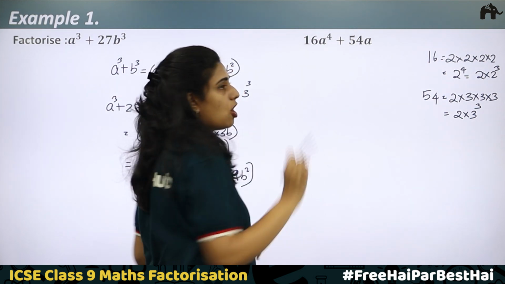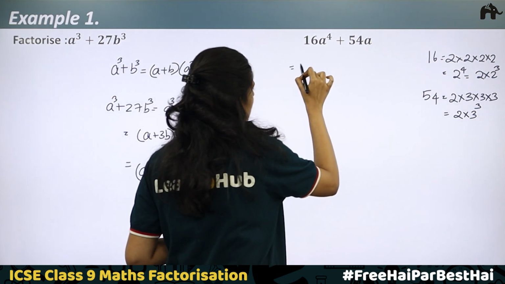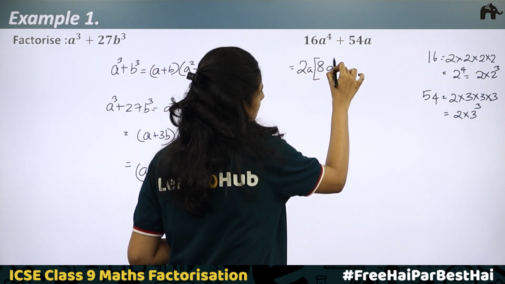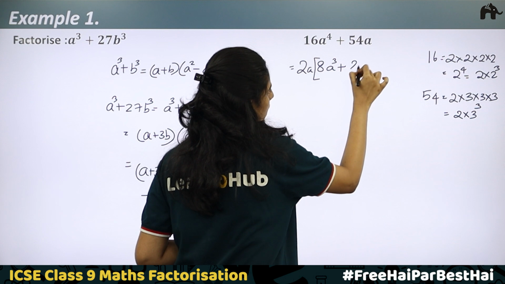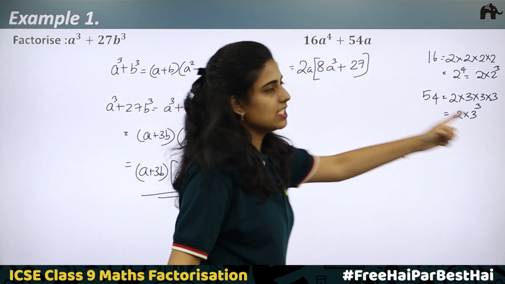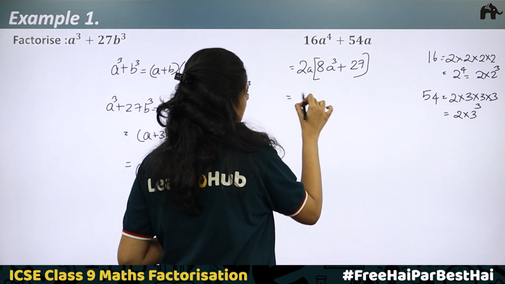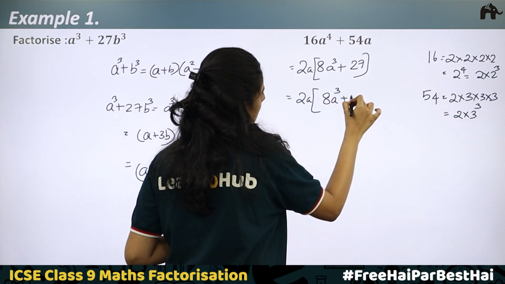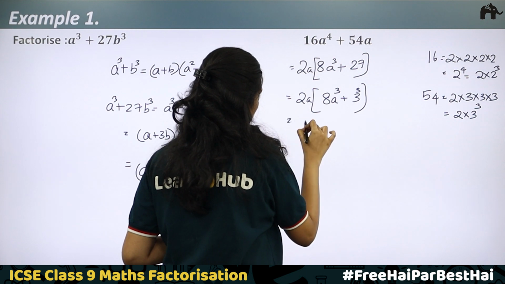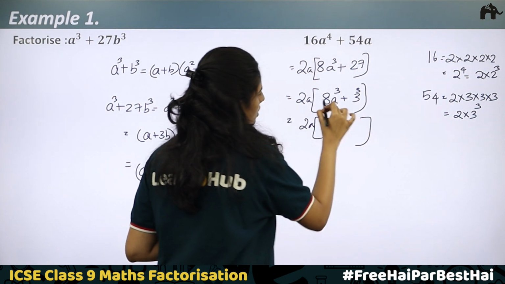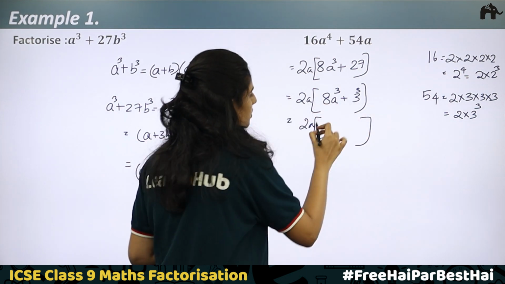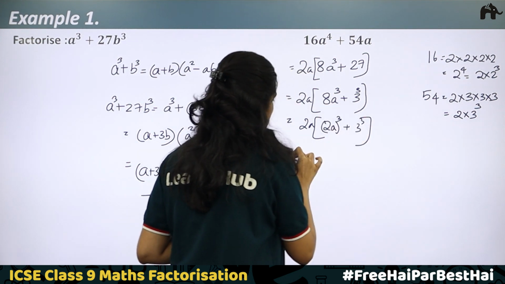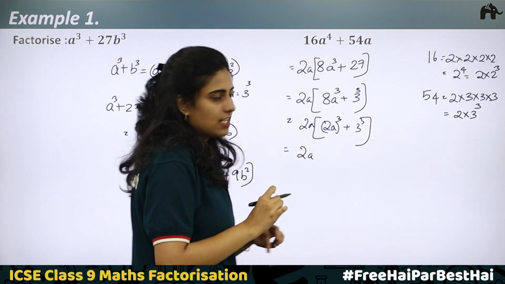So here, 2 is common and a is common. So taking out 2a, then we'll be having remaining 8a cube plus this is 27. 27 is 3 cube. Yes. So this can be written as 2a into 8a cube plus 3 cube, or 2a into, what is 8? 8 is 2 cube, right? So this is 2a cube plus 3 cube, which is equal to 2a is one factor.